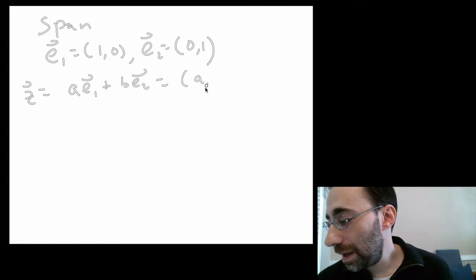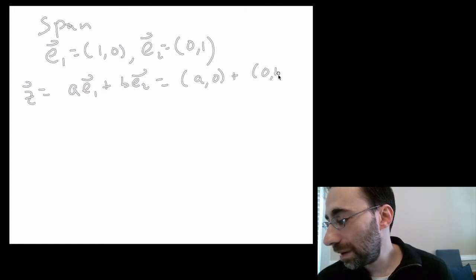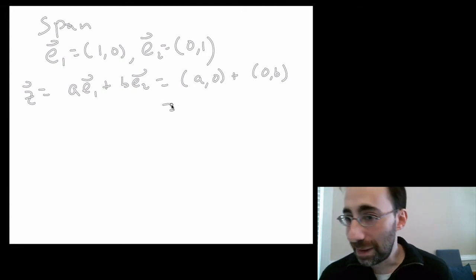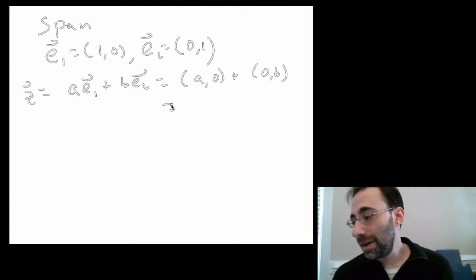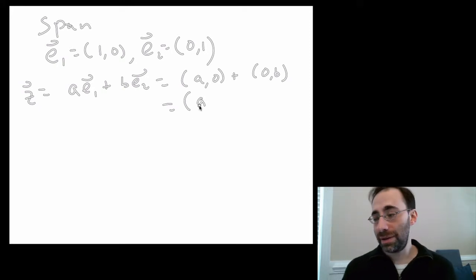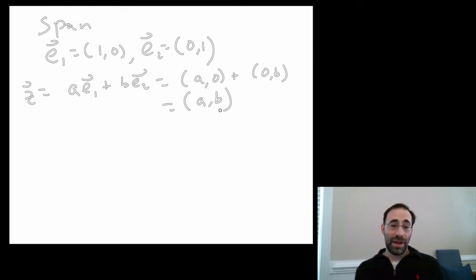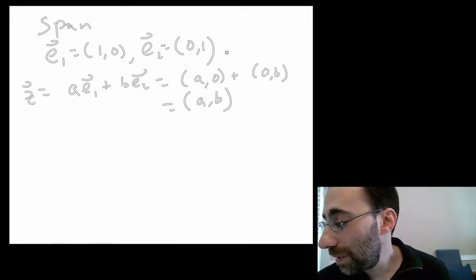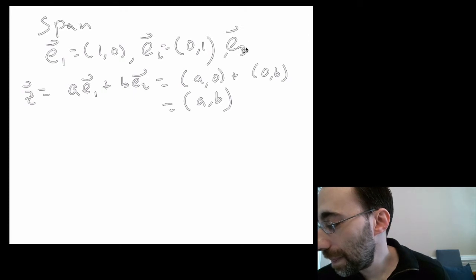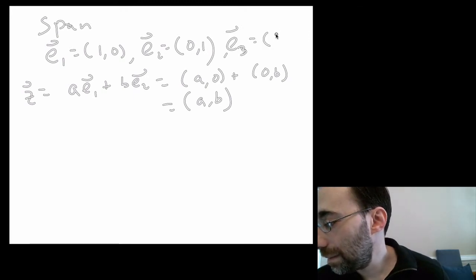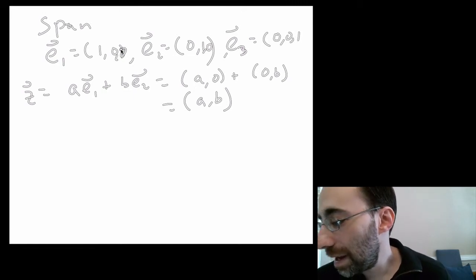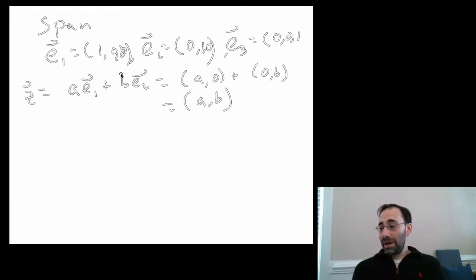That's going to equal (A, 0) plus (0, B). Then A plus 0 is A, 0 plus B is B, so you get (A, B). Since (A, B), for some A and B, is any vector in the space, I have now spanned this space using these two vectors. If I add a third one, I would get (0, 0, 1), and there'd be zeros at the end of these things. I can have a basis for three-dimensional space.